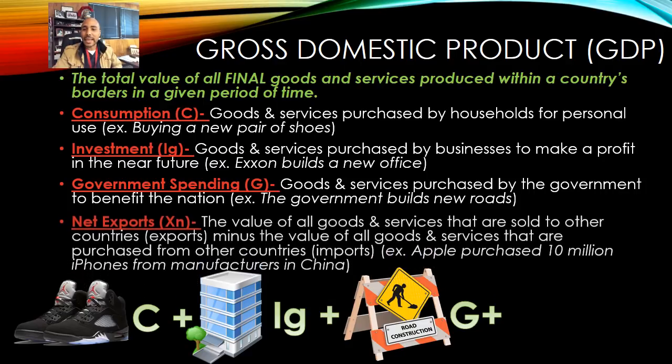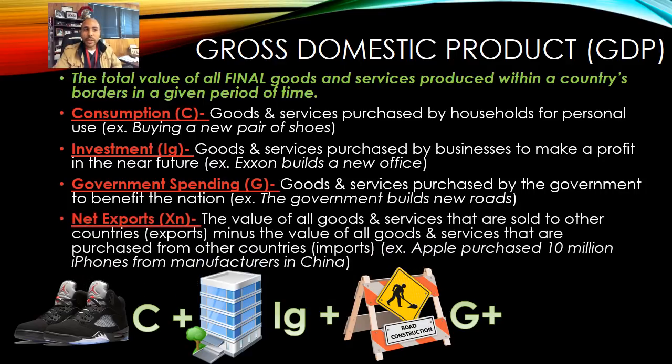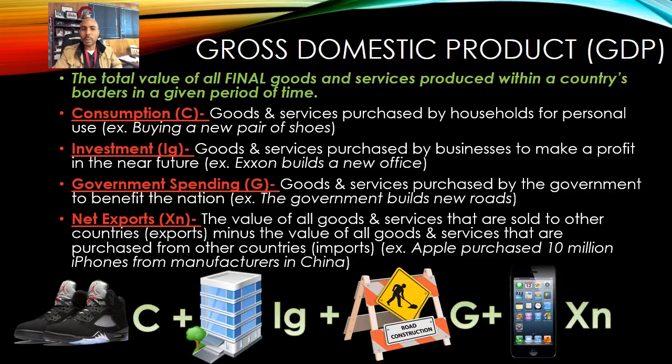And last up is net exports. Net exports means the value of all the goods and services that are sold to other countries, which is our exports, minus the value of all the goods and services that are purchased from other countries, our imports. It's easy to remember because exports exit, imports come in. So if Apple purchases 10 million iPhones from a manufacturer in China, that's what we would call net exports. So please remember that our formula to calculate GDP is consumption plus gross investment plus government spending plus net exports.